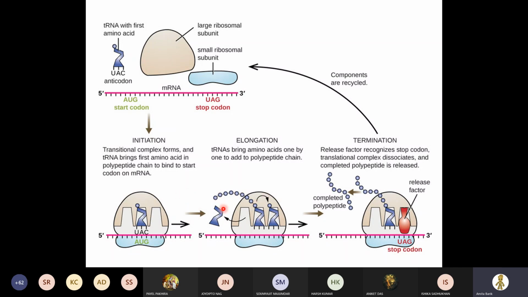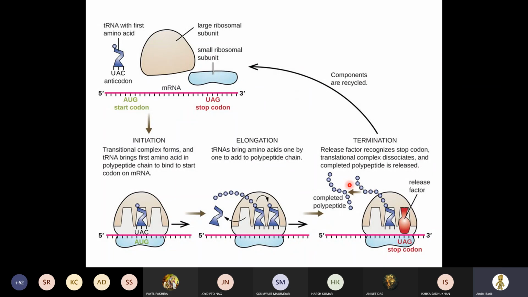So this tRNA will be bringing the amino acids, and these amino acids will be joining together with each other, and the tRNA will be removed. So many tRNAs are bringing amino acids one by one, and these amino acids are linked together with the help of peptide bonds to form the polypeptide chain, and the ribosome keeps moving. This process is known as elongation, where tRNAs bring different amino acids one by one and add them to the polypeptide chain. And at the end, termination takes place, where whenever we face any stop codon, UAA, UAG or UGA, at that time the translation stops, and this polypeptide is dissociated and released.